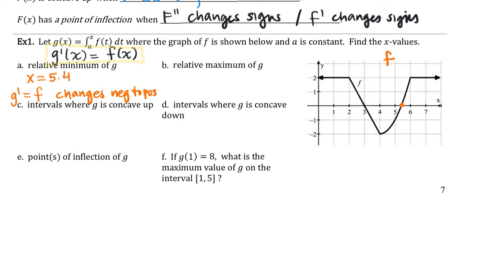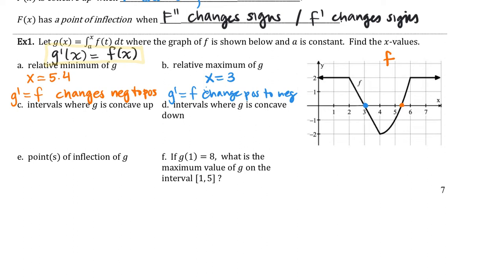Okay, so the relative maximum of g would occur when g prime changes from positive to negative. Where does that happen? Well, it's because g prime equals f. So when does f change from positive to negative? And I'm writing the justification before I look. This is the graph of f. F changes from positive to negative right there at x equals 3. Okay, so I was looking for g prime changing signs from positive to negative, but because they gave me the information about f, I have to justify it using the graph of f.